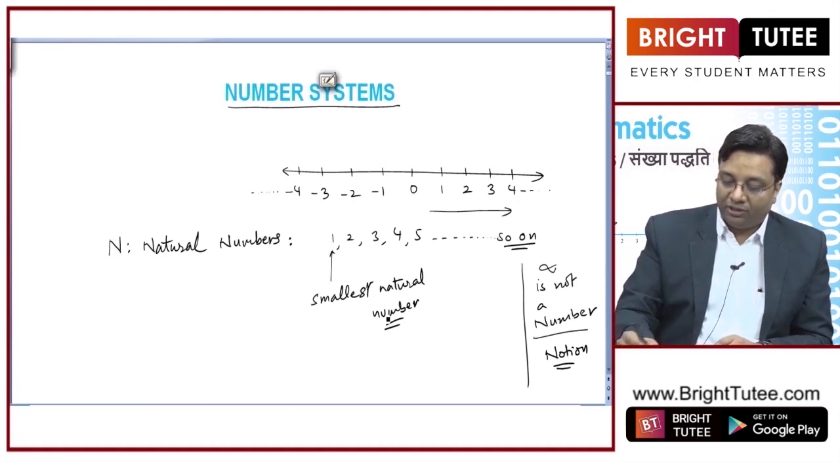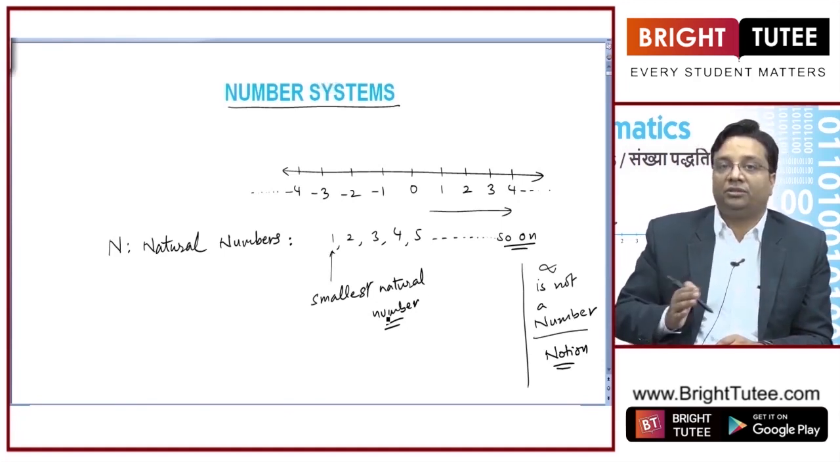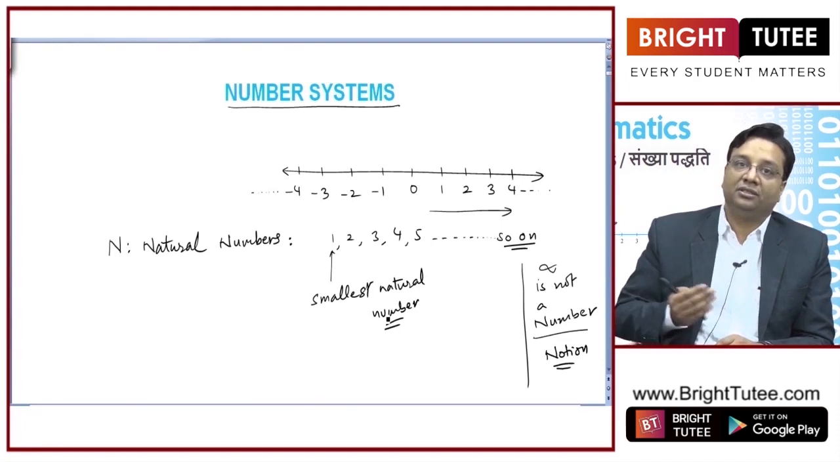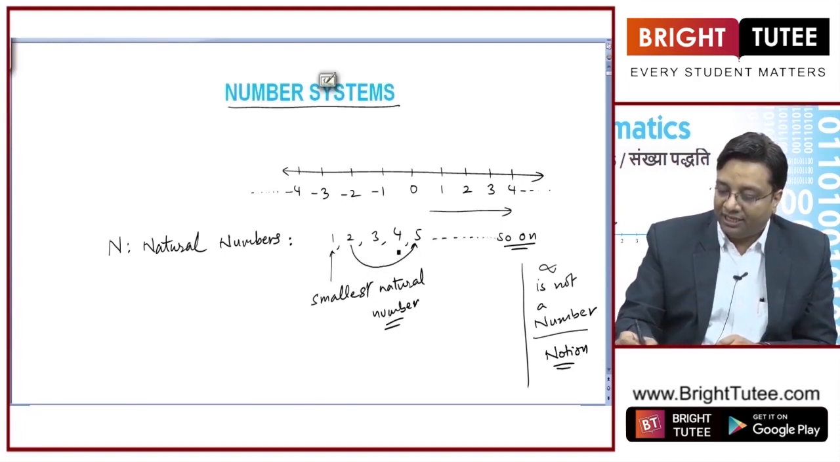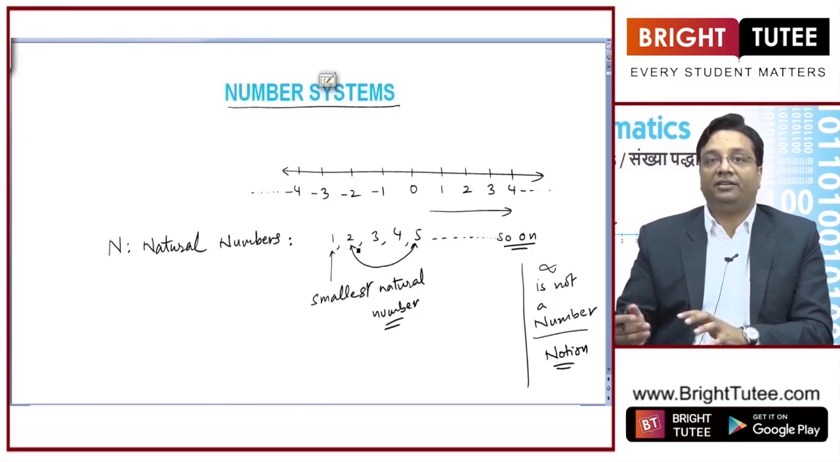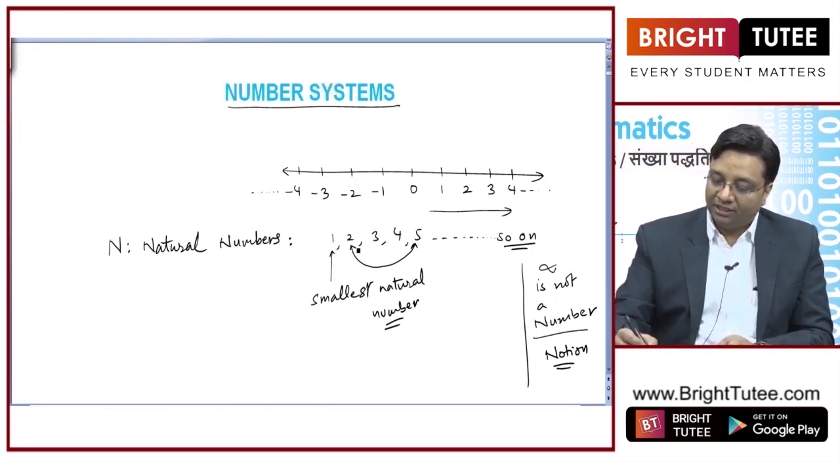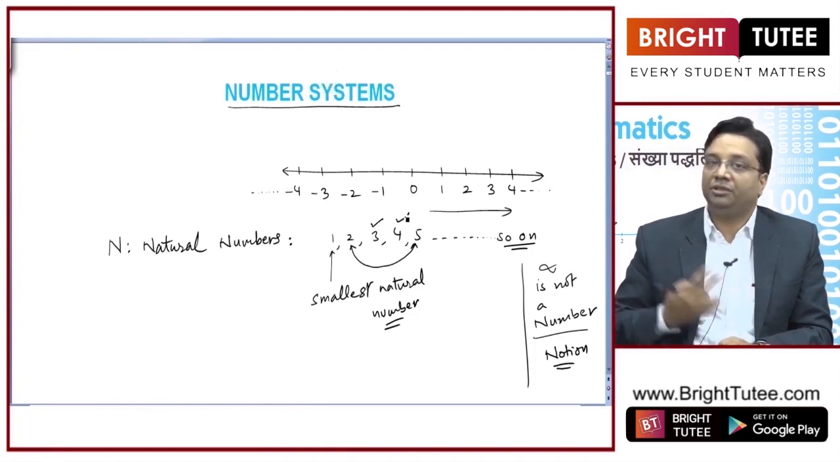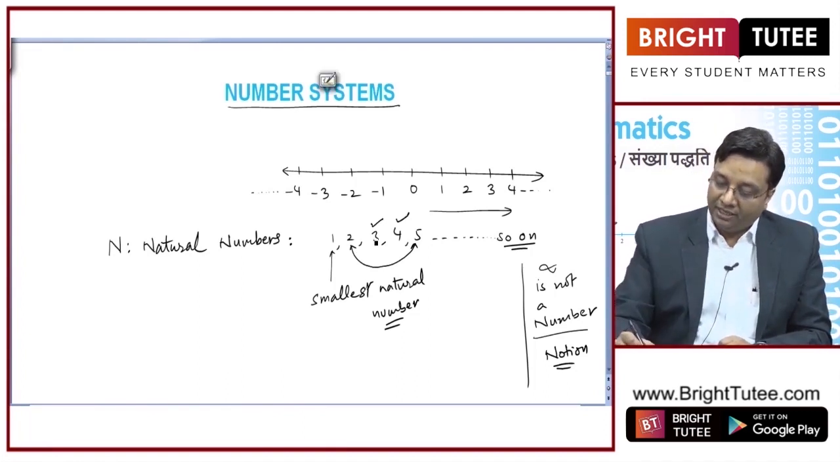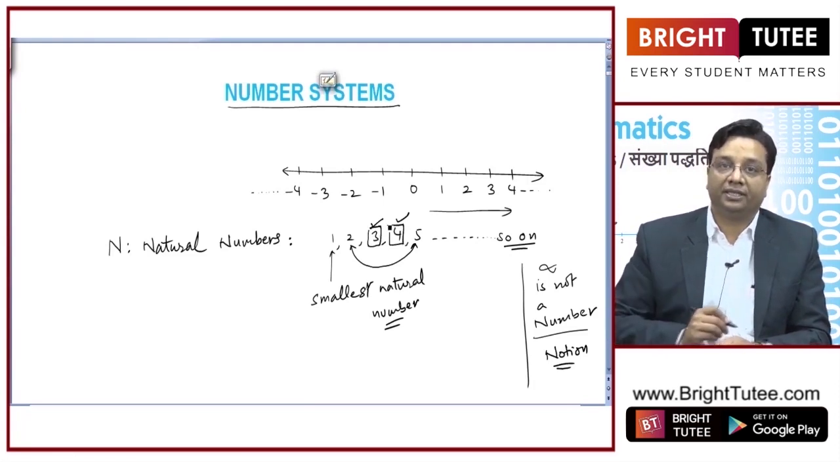So the smallest natural number is 1. What is the next natural number? It is 2. What is the next one? 3. Now if I ask you how many natural numbers are there between 2 and 5? Between 2 and 5, right? So your answer will be 2. There are 2 natural numbers between 2 and 5, and those natural numbers are 3 and 4, right?